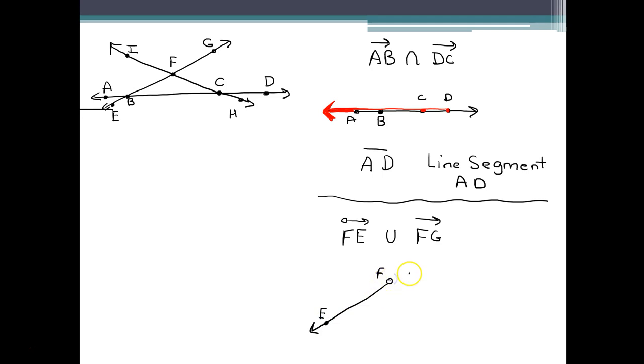Okay, so there's our half line FE. And then our ray FG, our ray will include F and it goes through G. As long as one of them includes it in a union, the whole thing counts. So one of them includes point F in this union, so point F is going to be a part of the final answer. And notice that when you put it all together and step back and look at the big picture, you actually have a line here. You actually have line EG.